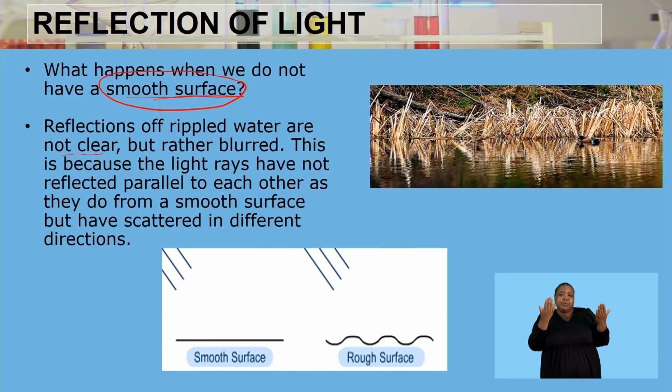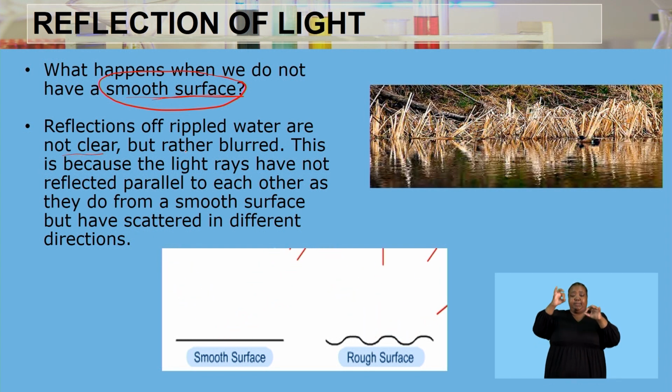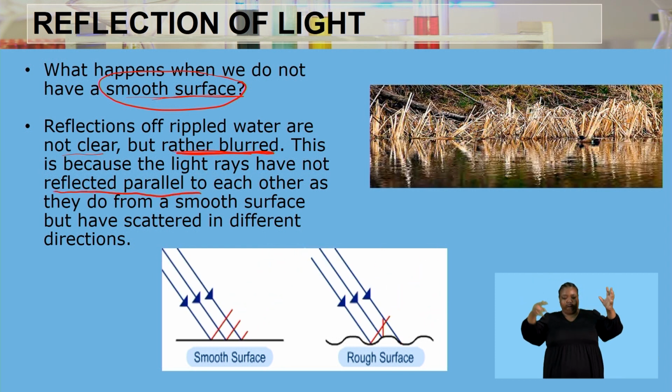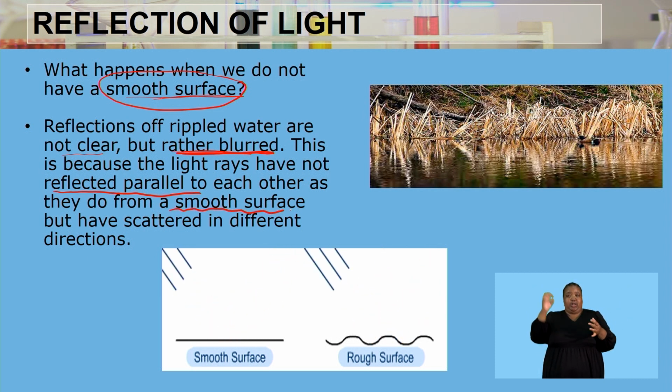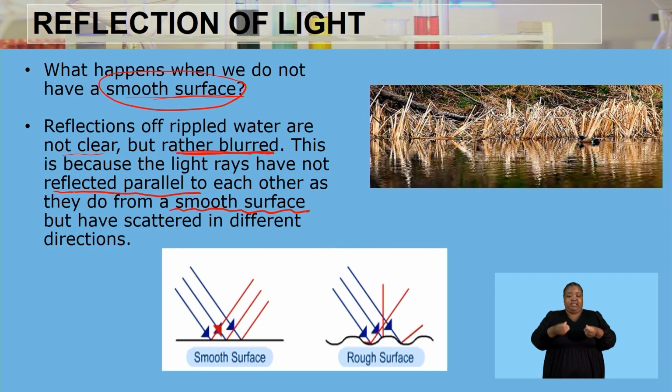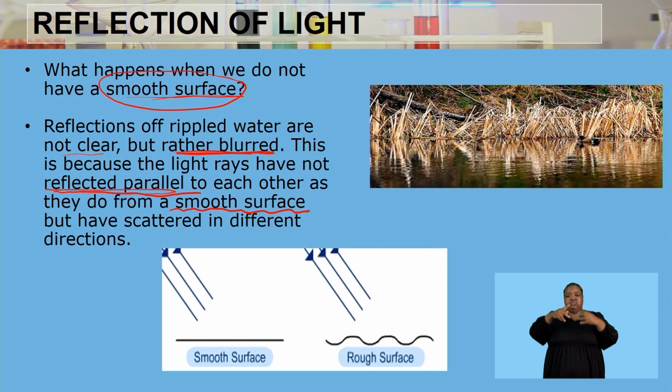So reflections, as we have said, of rippled water are not clear, but rather they are blurred. Why are they blurred? This is because the light rays have not reflected parallel to each other as they do from a smooth surface. So in a smooth surface, those light rays coming from the source, the incident rays, are going to be reflected parallel to each other. However, should the surface be not smooth, then the light rays are not going to be reflected parallel to each other. They are going to be scattered in different directions. And because of that, that is not going to give us a clear picture of whatever we are looking at through a reflective surface.